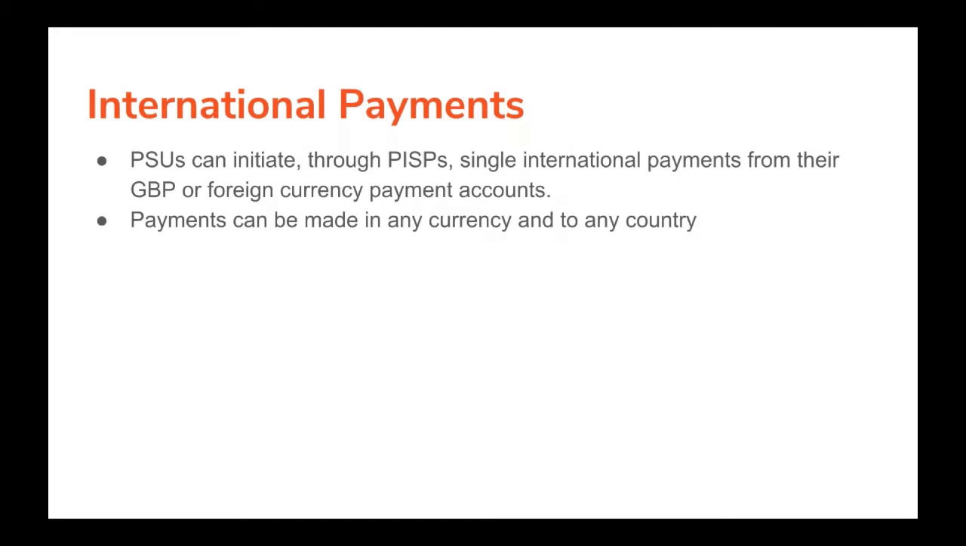So we have international payments. Similar to domestic payments, we have three types of international payments as well. Those are international payments, international scheduled payments, and international standing orders. So the idea is the same, but the difference is the payment is made between two accounts in two different countries.